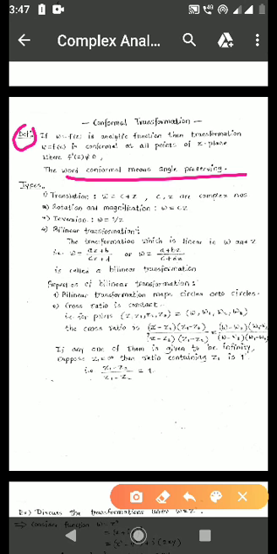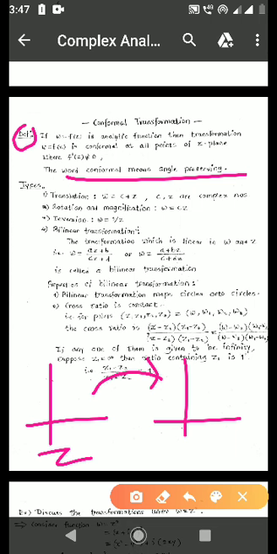So what is meant by angle preserving? Suppose we consider any figure in the z plane, then the same or a similar figure will transform into the w plane. This is the z plane and this is the w plane. Suppose I consider two perpendicular lines in the z plane, so the angle here is 90, so these two lines will map such that the angle after mapping will be exactly the same, which is 90.